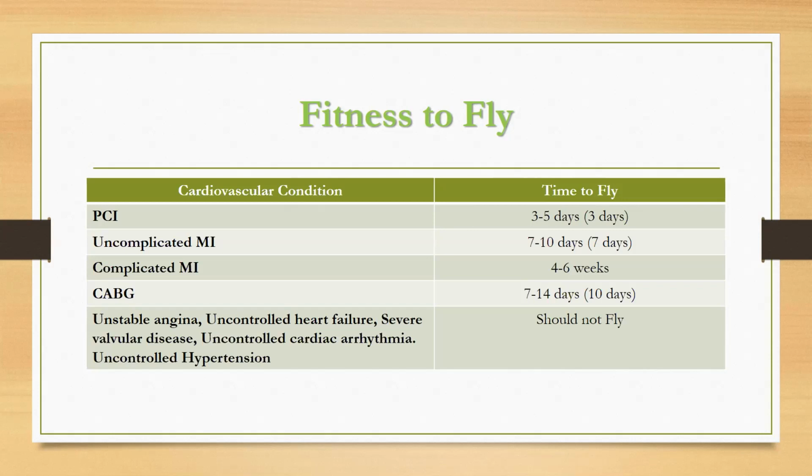If the patient has complicated myocardial infarction, he should not fly for 4 to 6 weeks. If the patient has CABG, he should not fly for 7 to 14 days, and the average is 10 days. If the patient has any of these conditions, he should not fly: unstable angina, uncontrolled heart failure or complicated heart failure, severe valvular disease, uncontrolled cardiac arrhythmia, or uncontrolled hypertension. So with all of these conditions, the patient is not eligible to fly.